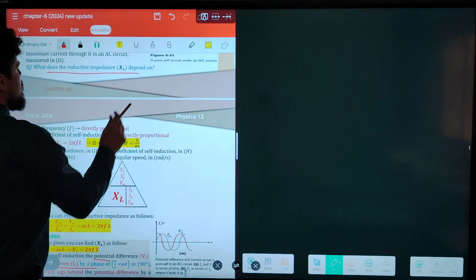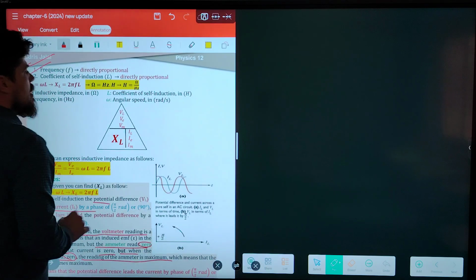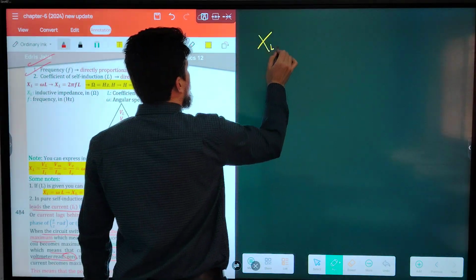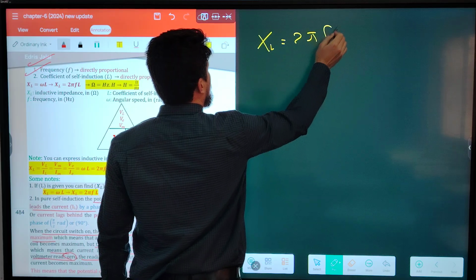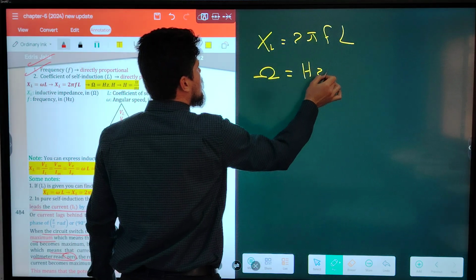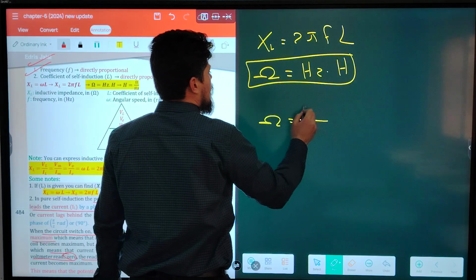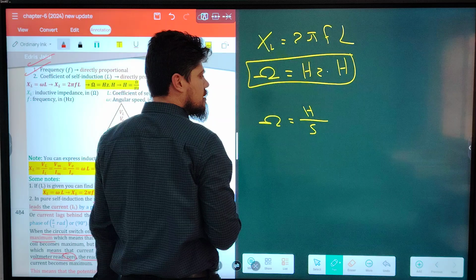What does inductive impedance depend on? Frequency, directly, and the coefficient of self-induction, directly proportional. Guys, XL is equal to 2 pi FL. XL is measured in what? Ohm. Frequency is in hertz, L is in Henry, or you can say Henry over second.